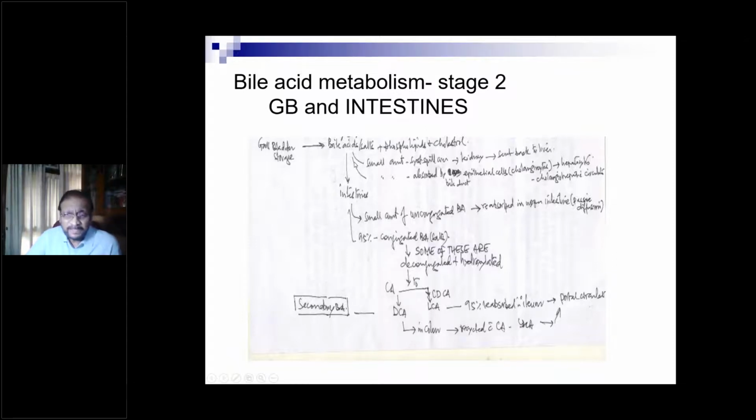At that time, a small amount goes into the systemic circulation and is sent back to the liver. That is one method of hepatic circulation. And the third most important is what is known as the enterohepatic circulation.